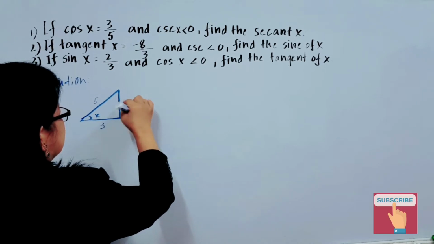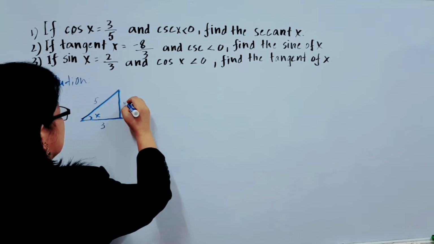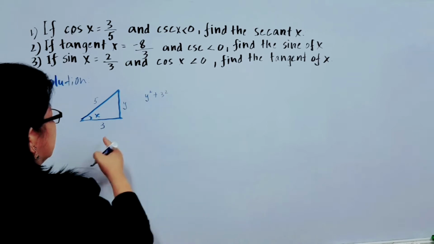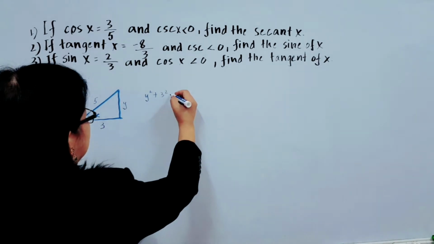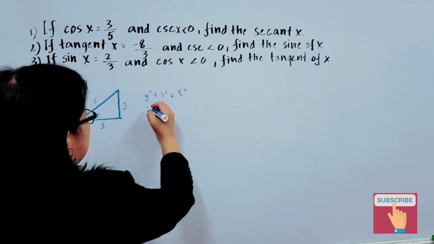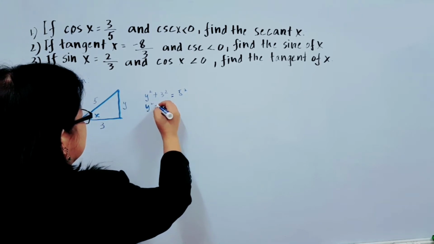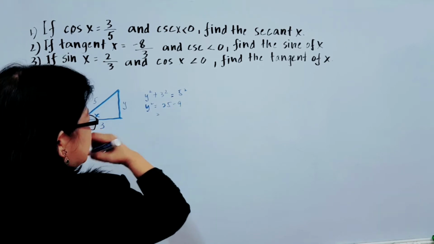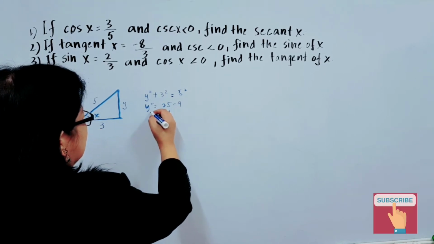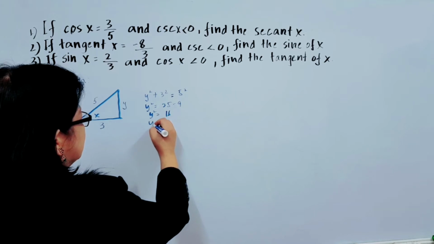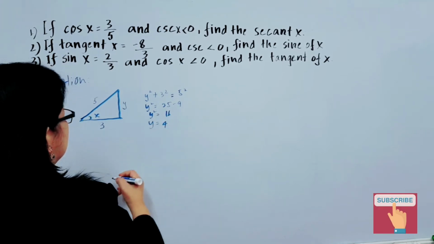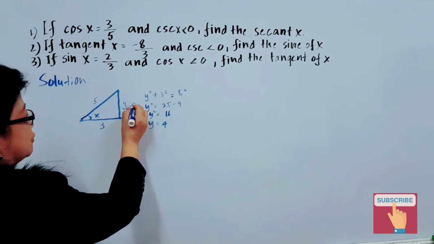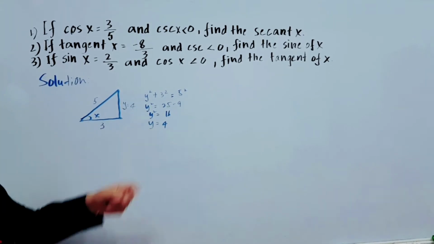For example, this is y. So, y squared plus 3 squared is equal to 5 squared. Y squared therefore is equal to 25 minus 9, which is equal to 16. Square root of 16 therefore is equal to 4. That means this y is equal to 4. 16 plus 9 is 25.